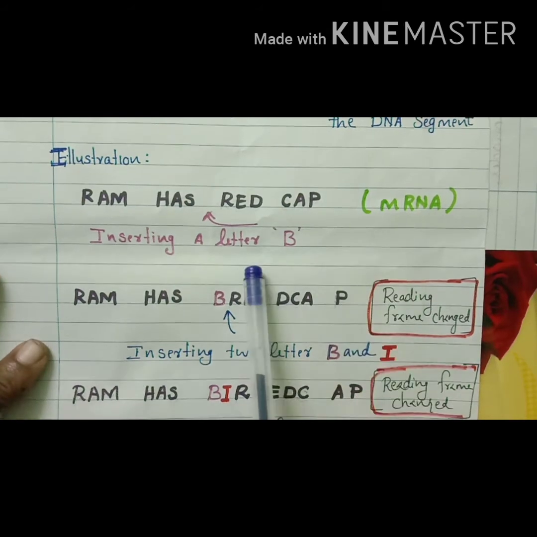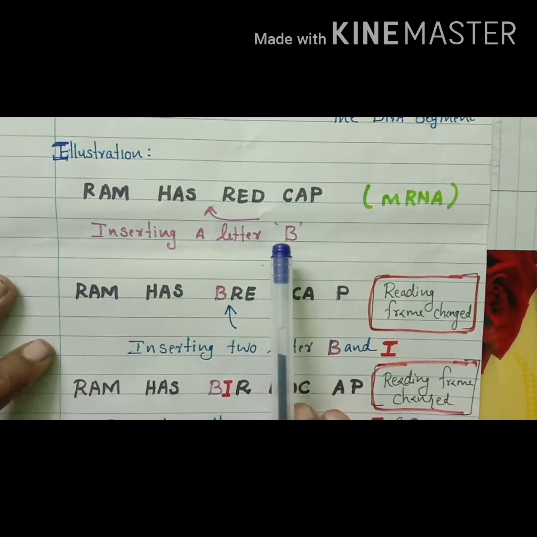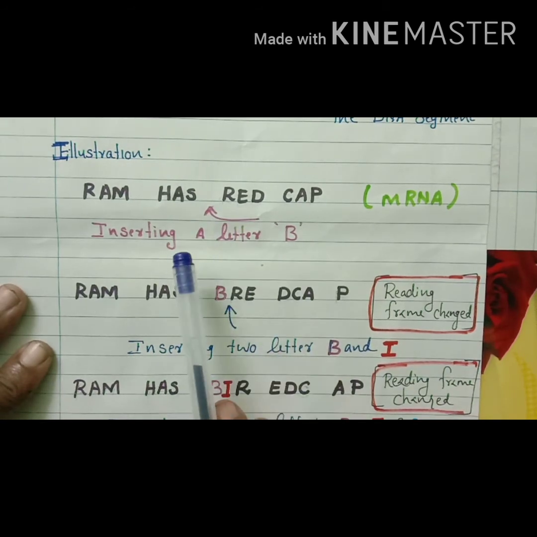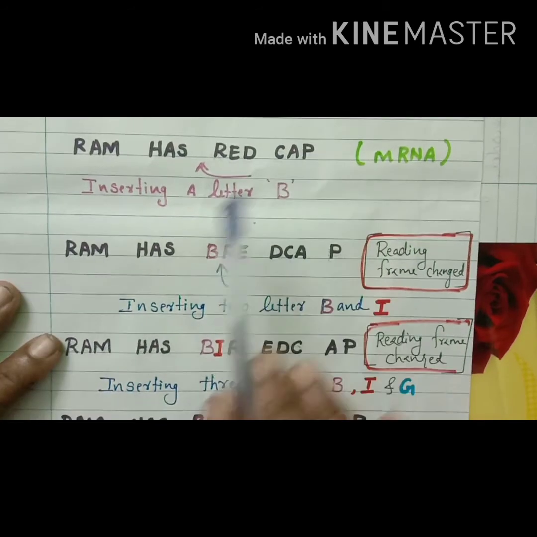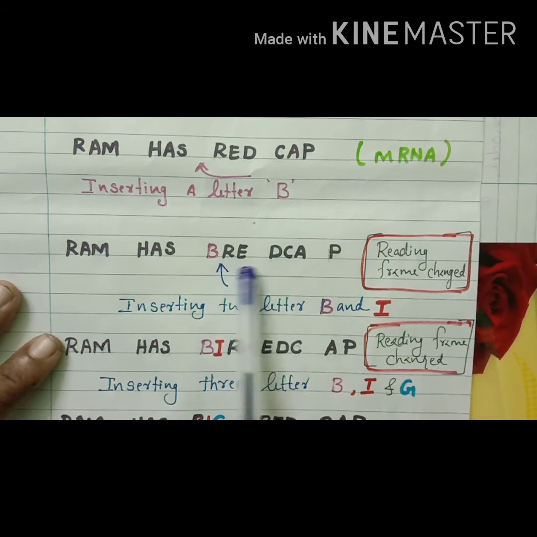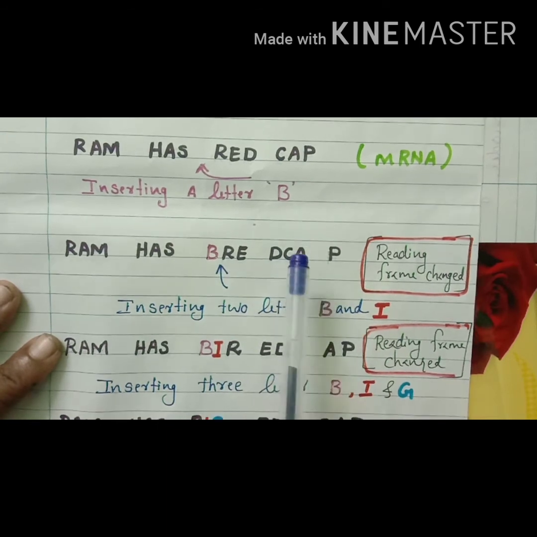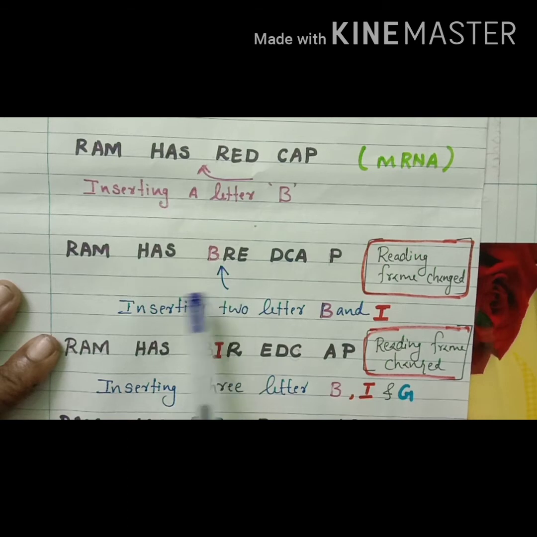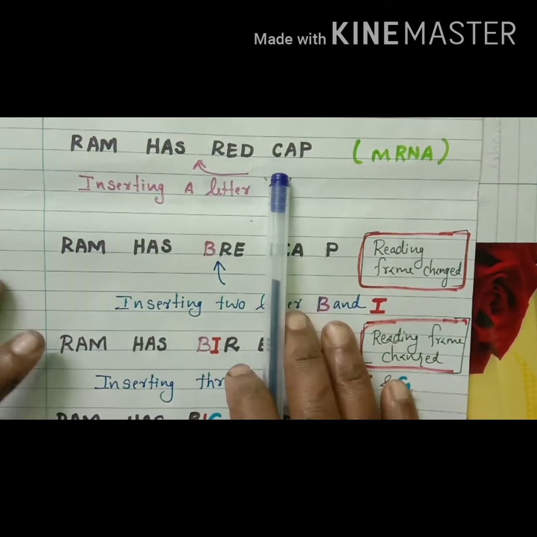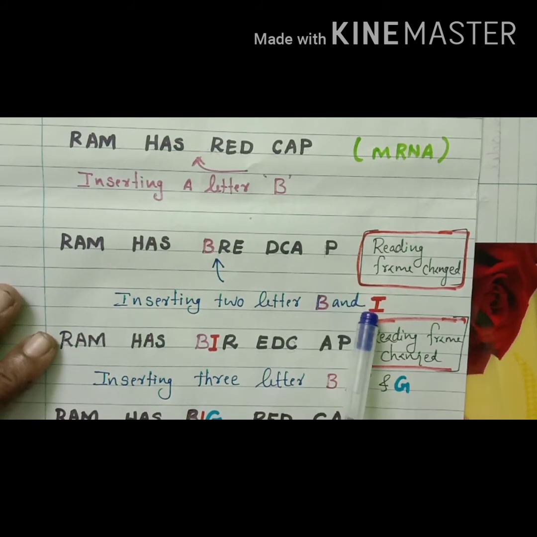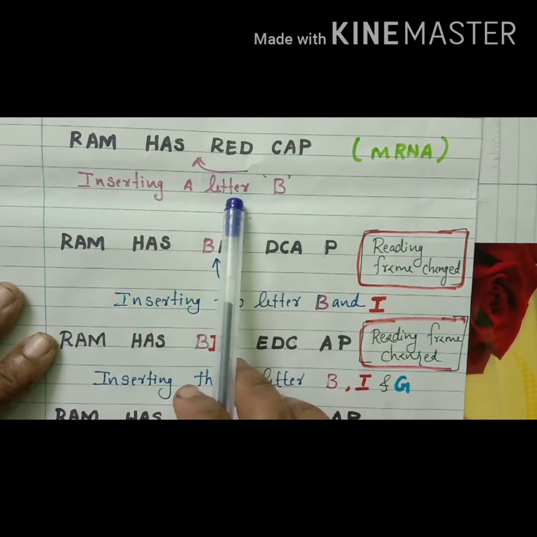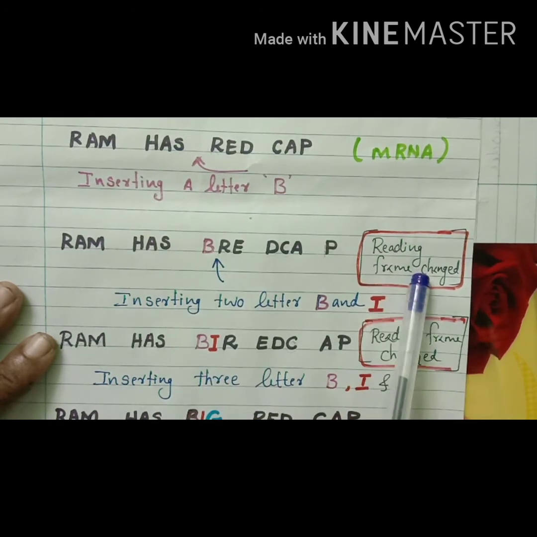First, when we insert a letter, B, in between has and red, what happens to the sentence? The sentence has changed. Ram has B... now we can't read the sentence properly, isn't it? So when a letter is inserted here, the reading frame is changed.